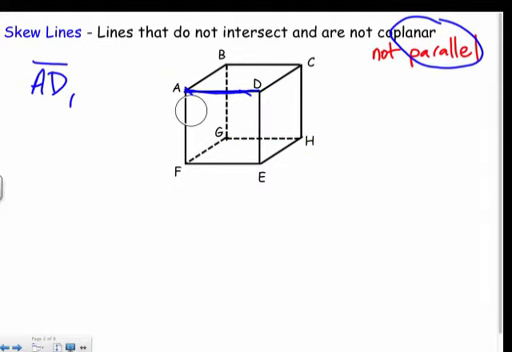So what line or lines would be skew to AD? Well, they can't intersect and can't be coplanar. The only two that are like that would be CH and BG back there. So skew to AD would be CH or BG. If I think about those two, they would never intersect with AD because they're going up and down and they're behind it. And they're not parallel, and they're not on the same plane. I could not draw a plane that both of those would be on. So skew lines to AD would be CH and BG.